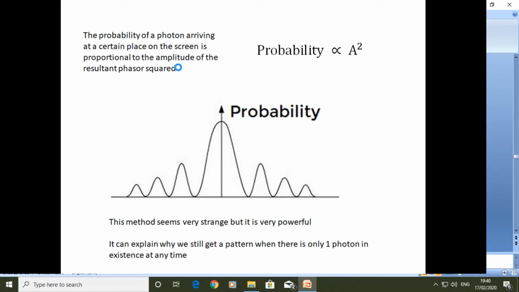The method seems very strange, but it's actually very, very powerful, because it explains why the pattern builds up over time, even if there's only one photon or one electron in existence at any time.